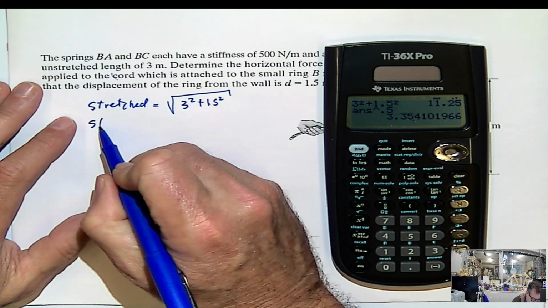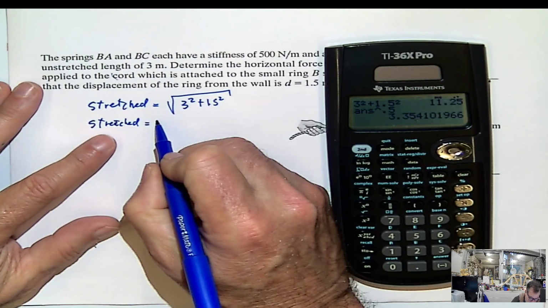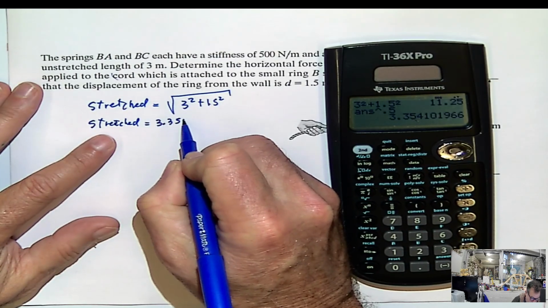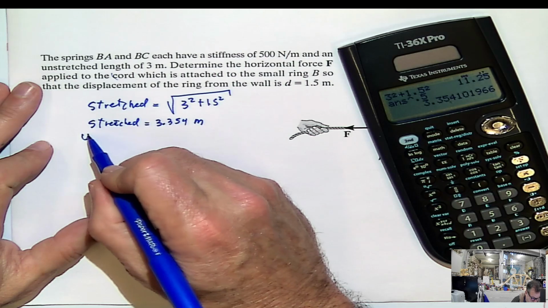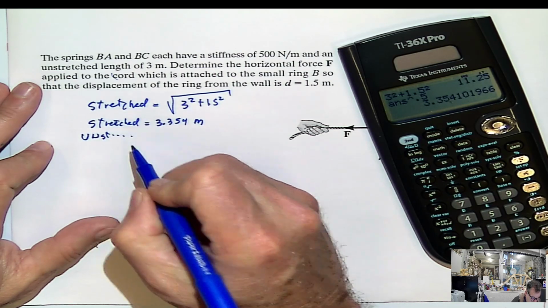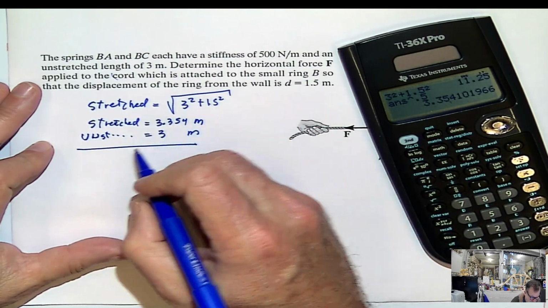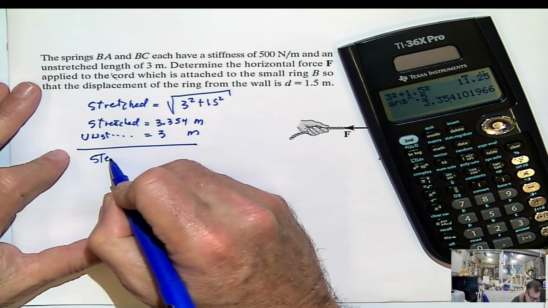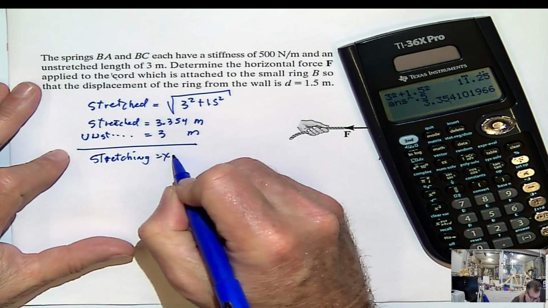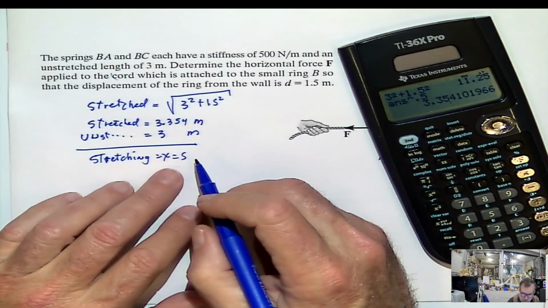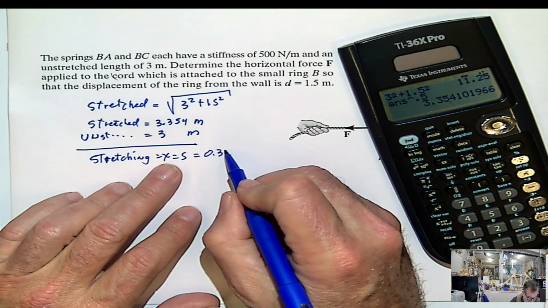The stretched or final length will be 3.354 meters. And we know that the unstretched length is 3 meters. When we subtract that, we can calculate the stretching, which is X or S in the formulas that you know from Hooke's law, and it will be 0.354 meters.